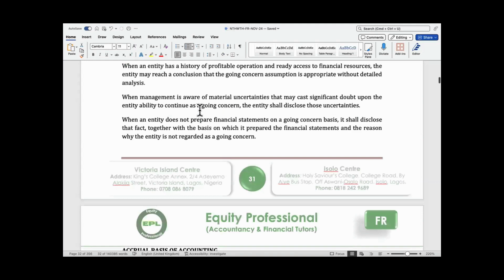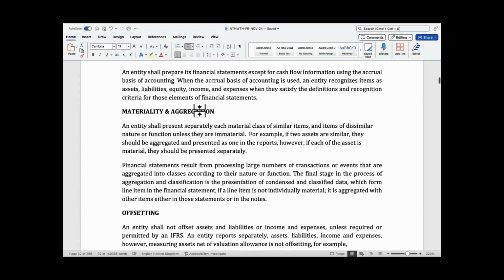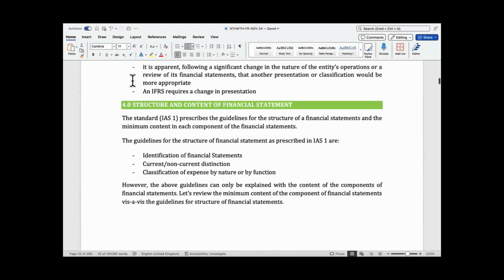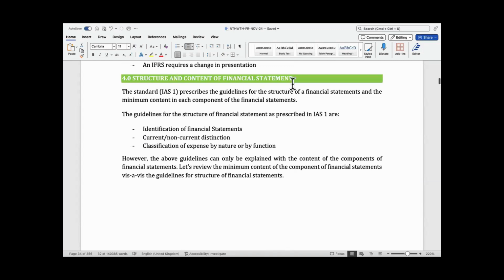So the final thing under IAS 1 is this: the structure and the content of financial statements. How does it look? What is inside of it? So we're going to use these 3 guidelines for the structure and the content.